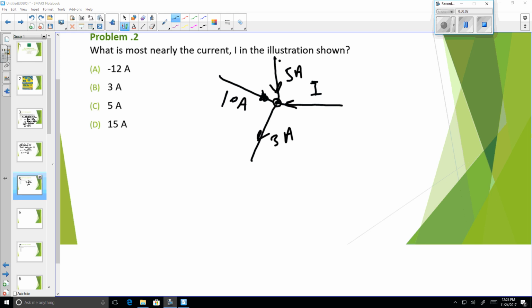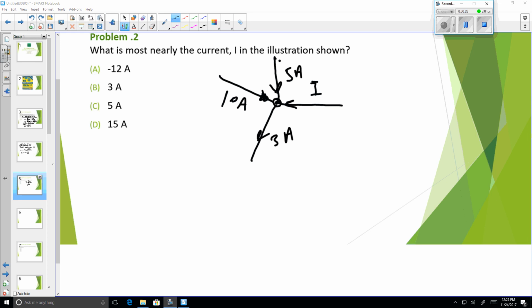Okay, problem number 2 is about Kirchhoff's current law. They ask, what is most nearly the current I shown in the figure? Is it minus 12 ampere, 3 ampere, 5 ampere, or 15 ampere? In order to answer this simple question, you need to define Kirchhoff's current law, which states that the summation of the current entering the node will be equal to the summation of the current leaving the node.